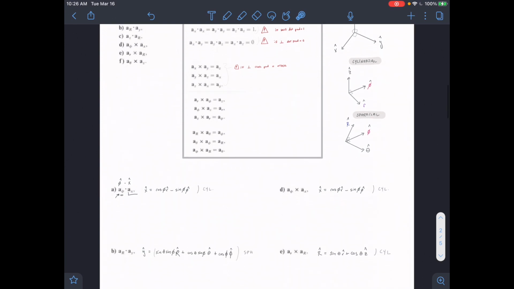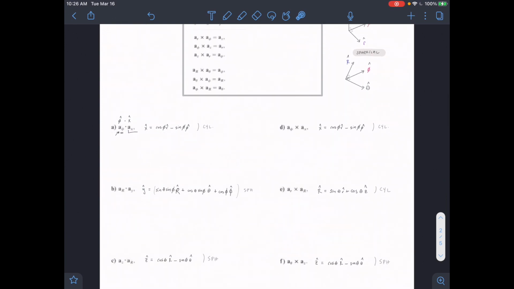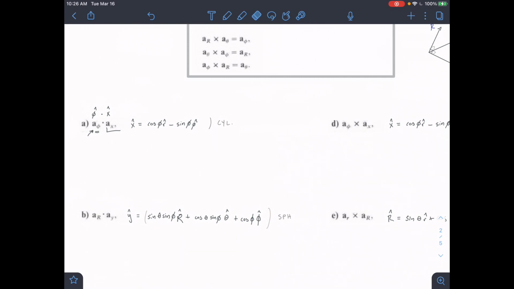So for the sake of time, I looked up and wrote these out, but I'm going to show you where they come from. So, for example, I have phi hat dot x hat. This is just a different way to represent these with the a's, but it means the same thing: phi hat dot x hat.